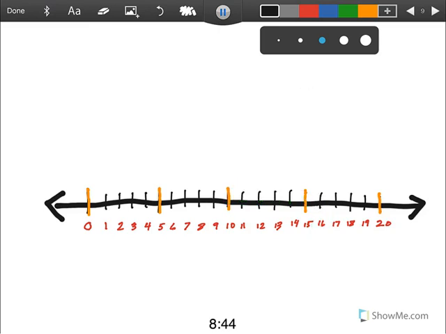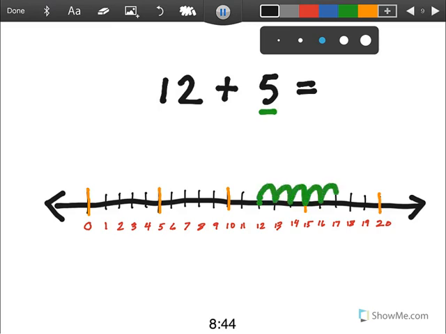Let's do one last problem. Let's say we had 12 plus 5. So again, I'm going to find 12 on the number line. And that's where I'm going to begin, and then I'm going to add 5. So I'm going to jump up 5. 1, 2, 3, 4, 5. And I landed on 17. So I'm going to write 12 plus 5 equals 17.